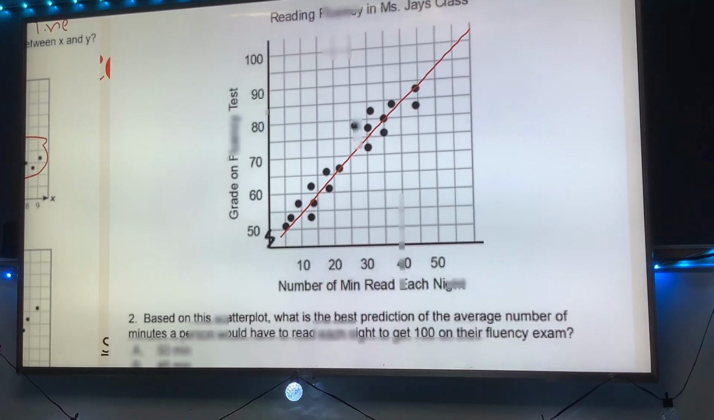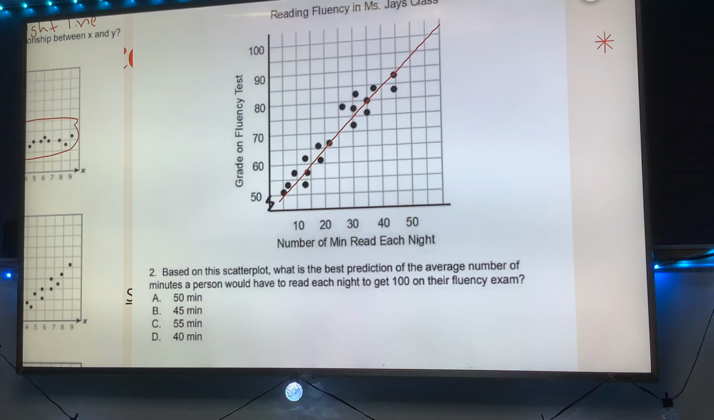Okay, so if I look at this, based on the scatter plot, what is the best prediction of an average number of minutes a person would read each night to get 100 on their fluency exam? So we want to go to the grade, so you have to read to know what they are doing. We're looking for the minutes. That is our question. So we want a grade of 100, so we go across and hit our line and go down.